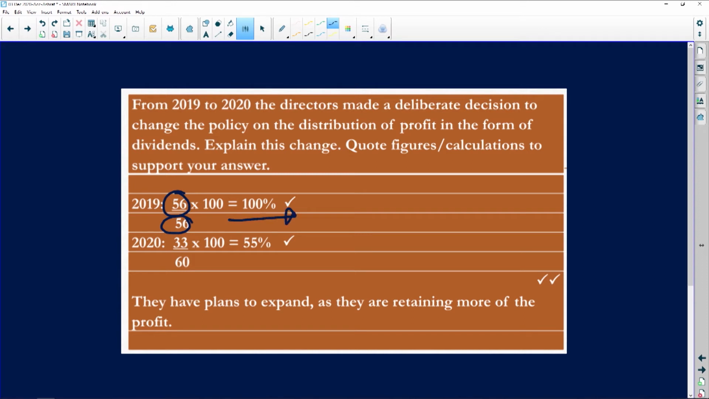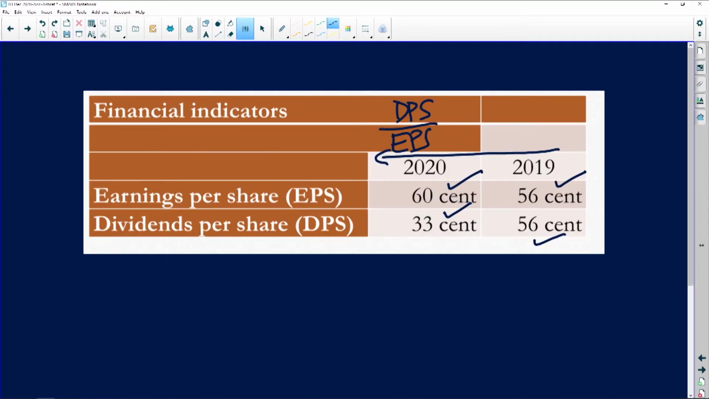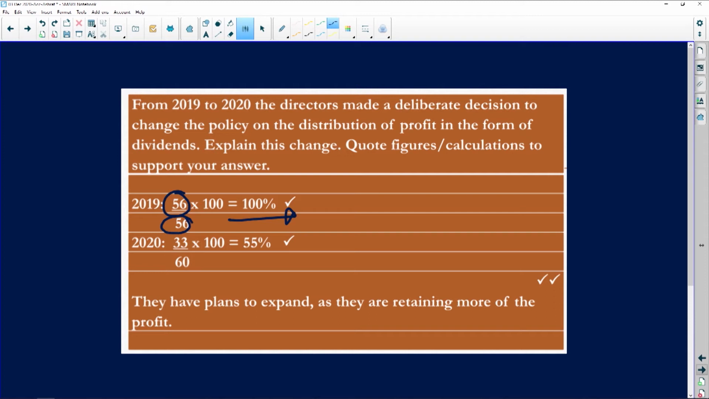That means whatever was earned was paid out in the form of a dividend. So the company had a dividend payout policy of paying out 100% of their earnings. Now let's go to 2020 and see what happened there. In 2020, your earnings were 60 cents per share and your dividend was only 33 cents per share. So let's do our calculation first. You take your dividend per share, 33 cents, over your earnings of 60 cents per share, times 100 over 1 to give you a percentage of 55%.